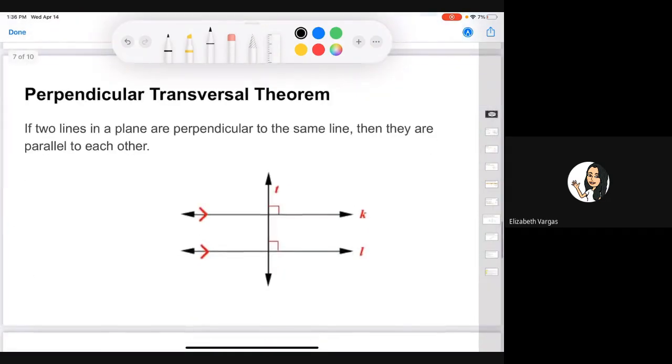Okay, now we're just going to look at two more things. We're going to look at the perpendicular transversal theorem. This basically just tells us if two lines in a plane are perpendicular to the same line, then they are parallel to each other. So basically, if I say that K is perpendicular to T, and I also say that L is perpendicular to T, then what I can gather from that is that because those two lines are perpendicular to the same line, then those two lines K and L must be parallel to each other. So that's what this is telling me, and I'll write this here. If K is perpendicular to T and L is perpendicular to T, then K and L must be parallel to each other. And that's the perpendicular transversal theorem. Okay, any questions about this one? If two lines in a plane are perpendicular to the same line, then they are parallel to each other.